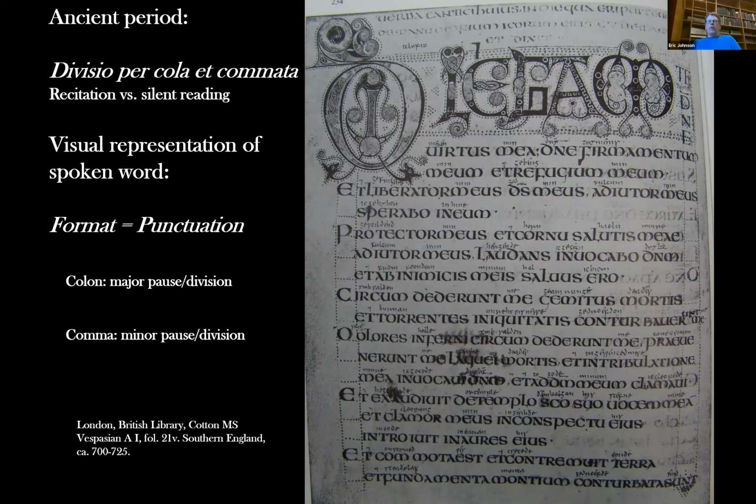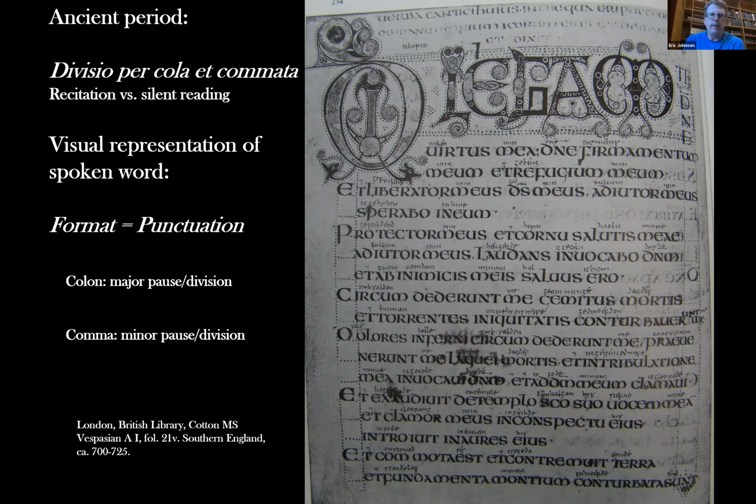Another ancient form of punctuation is what's called divisio per colla et commata, or division by colon and comma. This also prioritizes the idea of recitation versus silent reading, but it makes scriptura continua a little bit easier to read, actually quite a bit easier to read.